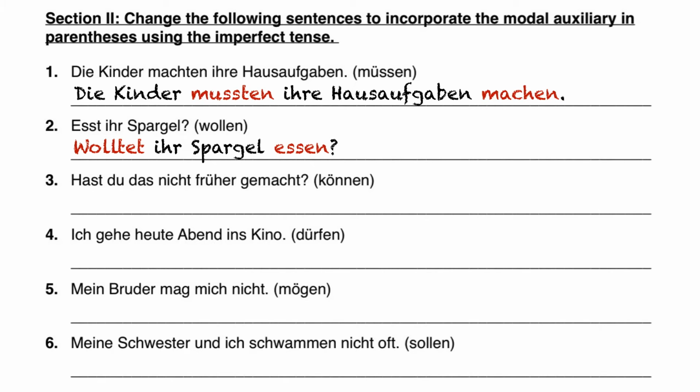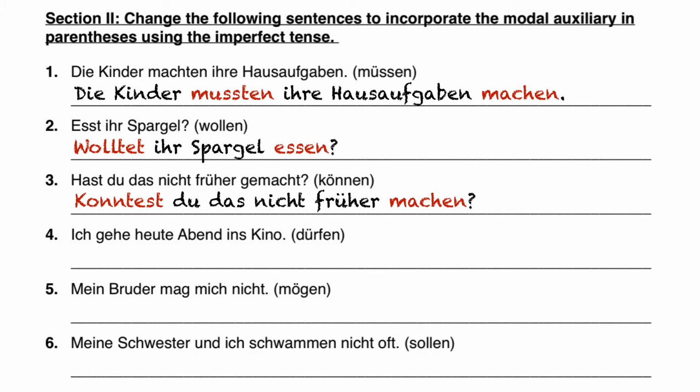If we want to say, couldn't you have done that earlier, you would say, Konntest du das nicht früher machen? Couldn't you do that earlier? This one here we have konntest because that's the du form that goes with the simple past tense, and we still have machen at the end for our infinitive.